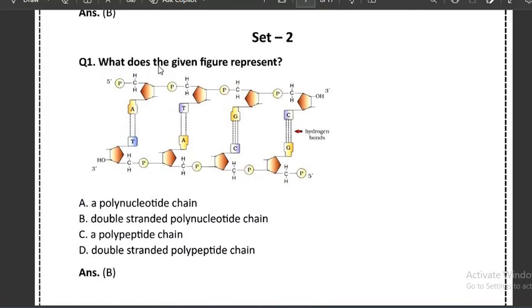Next question, what does the given figure represent? A polynucleotide chain, double stranded polynucleotide chain, a polypeptide chain, double stranded polypeptide chain. Option B, double stranded polynucleotide chain.